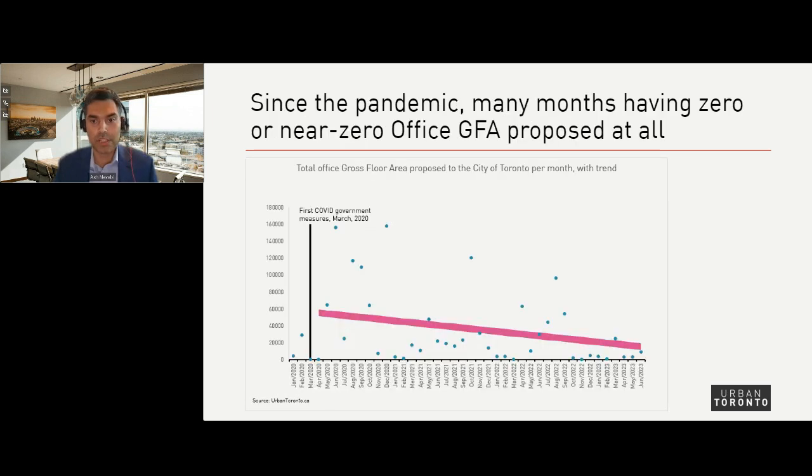And this should be our last graphic here, is that since the pandemic, there has been a steadily declining area of office space being proposed every month. So still a lot of variance in the early years, but as the years have gone by, we're getting fewer and fewer, or less and less office GFA being proposed in terms of square feet month over month.